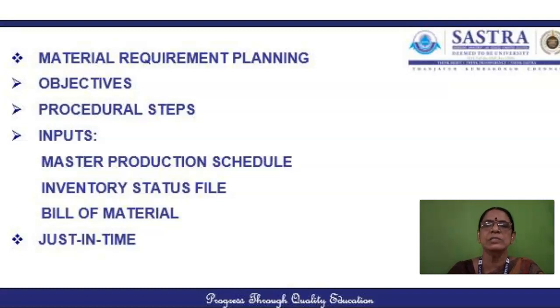The next is the just-in-time system. The just-in-time inventory control system was originally developed in Japan, and it implies that the firm should maintain a minimum level of inventory and rely on suppliers to provide parts and components just in time to meet its assembly requirements.